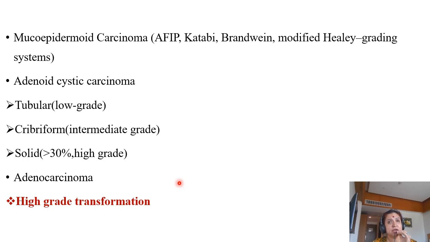Any of the previously mentioned tumors, like your acinic cell carcinoma, which is generally considered low grade, the polymorphous adenocarcinoma, again low grade, and also the higher grade tumors like adenoid cystic carcinoma, all of them have the potential to undergo high grade transformation, wherein you see the classical area and then you come across an area of increased cellularity, necrosis, and mitotic activity.